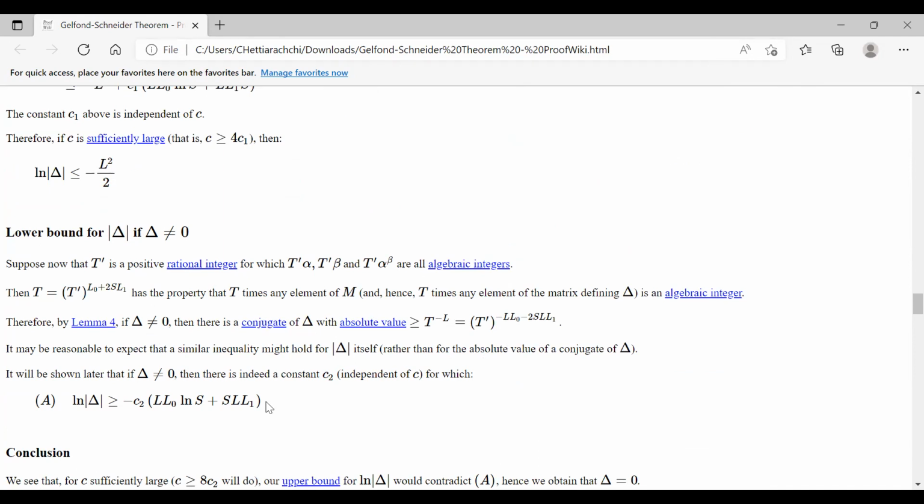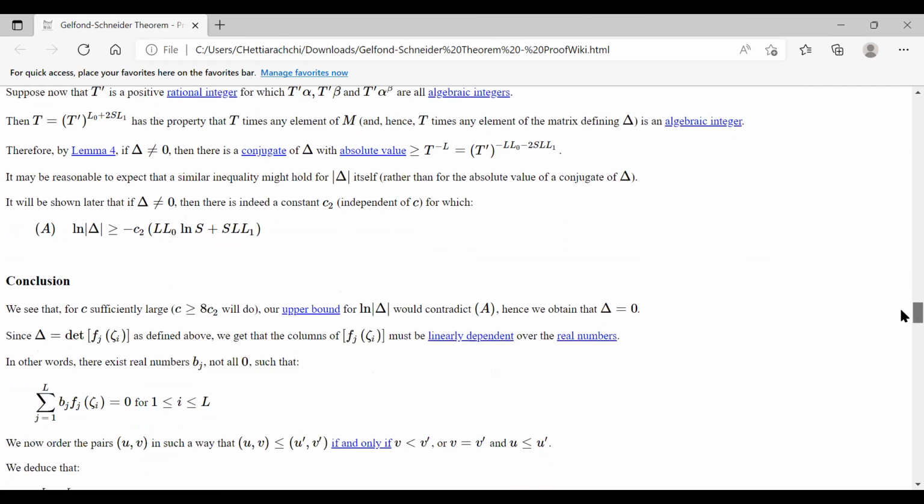So then we can show that, it will be shown later. We are going to show it later. If delta is non-zero, then there is indeed a constant C2, again independent of C, for which ln of the absolute value of delta will be greater than or equal to minus C2 times L0 ln s plus s L L1. We're going to show that.